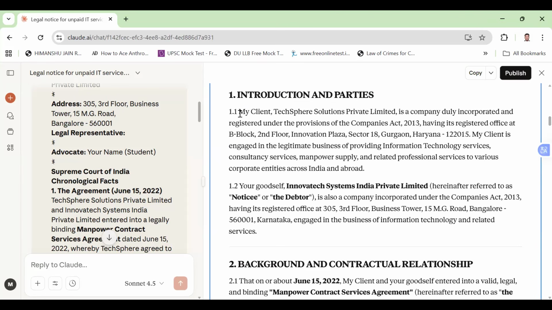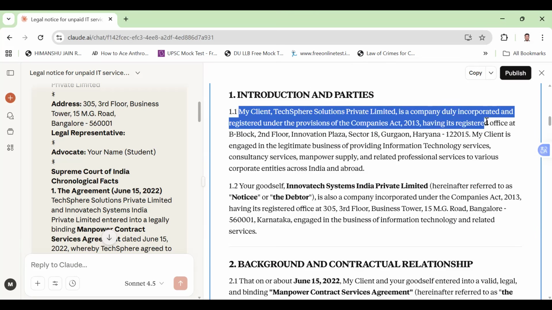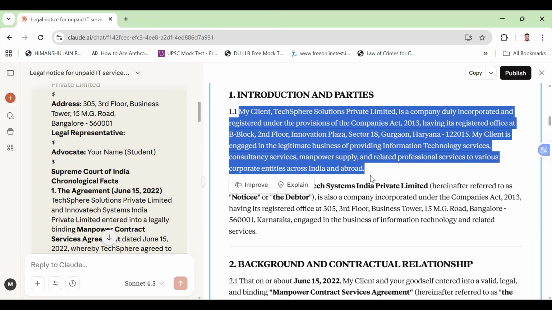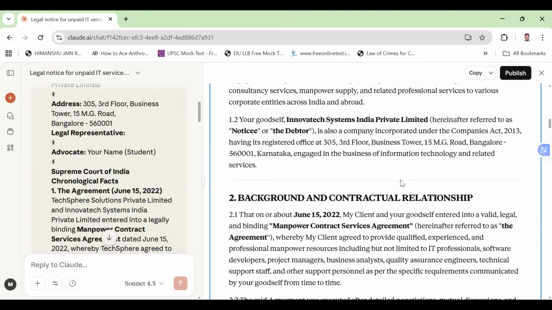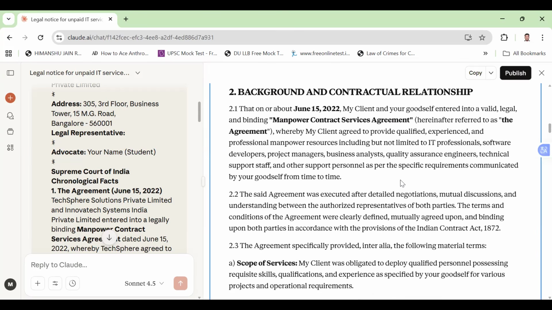Here the facts of the case are given. My client taxpayer is a company duly, the whole facts of the case. Then it is written, your good self is also a company. We have given the context of the other party, that your company is registered and where its address is. Then we have given the background of the contract, that on or about June 15, 2022. There may be a few things that you have to check, that you have to go through properly in this legal notice that is generated by the AI.